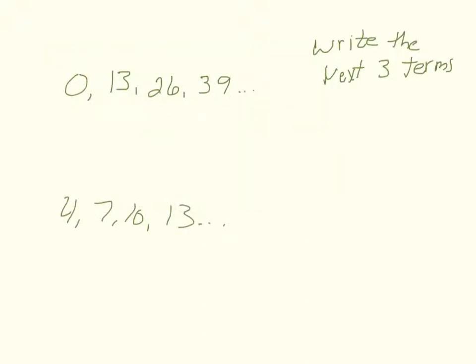Okay, I've got a few examples here. I've got 0, 13, 26, 39. I want you to figure out the relationship between these and how to get to the next term using the first term or the term before that, the previous term. And then I want you to write the next 3 terms. Okay, I want you to go ahead and try this now if you would. Do it to this one and this one.